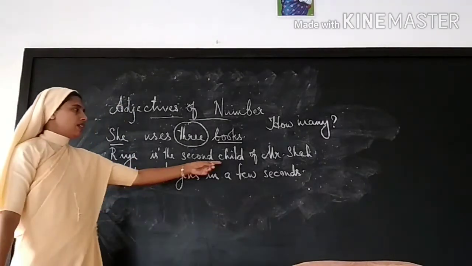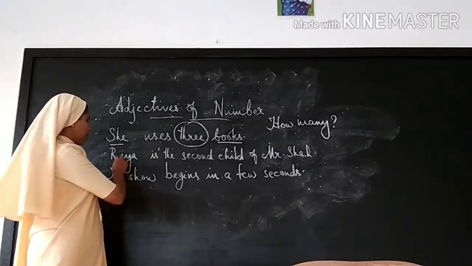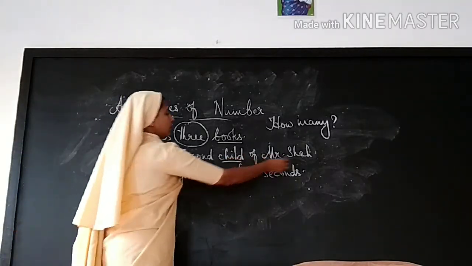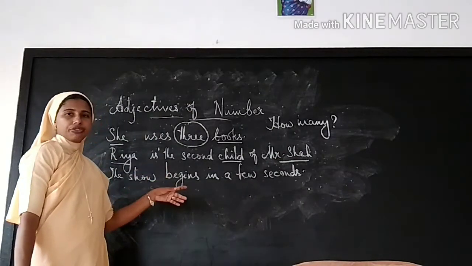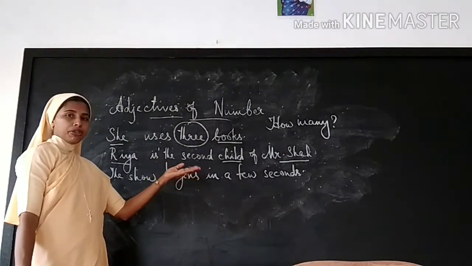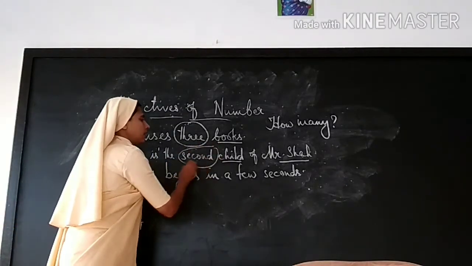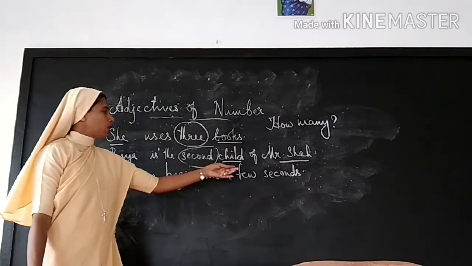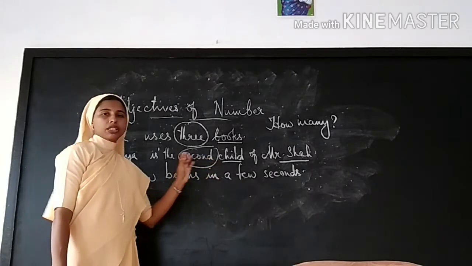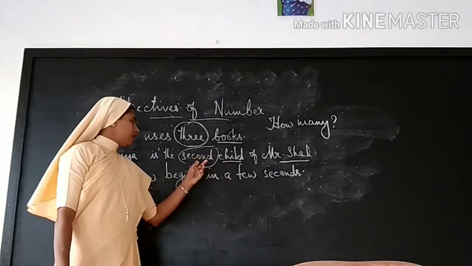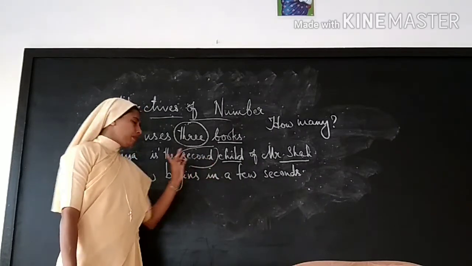Rhea is the second child of Mr. Shah. Which are the nouns here? Rhea, child, Mr. Shah. And is any adjective used before any of these nouns? Second child. To describe more about this child, you will get a little more information about the child here. So here, second is used as the adjective of number.